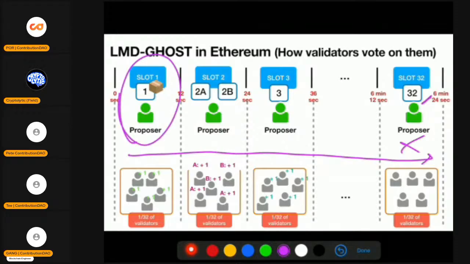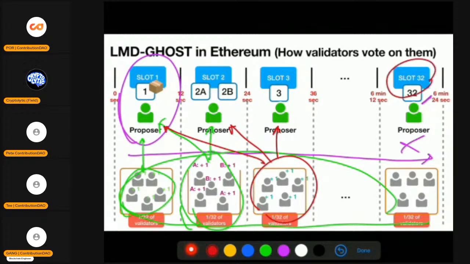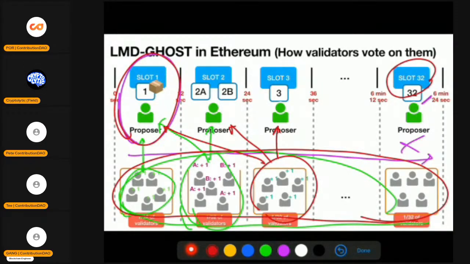has gotten votes from all of the validators. When this validator makes a vote, it votes for the block, and the vote affects the previous one as well, and that one affects the one before it. So when you reach the end of the epoch, all of the validators have made a vote for block one, right?